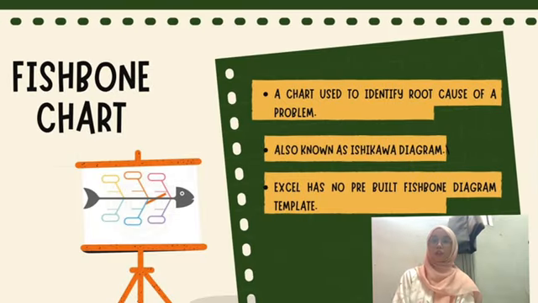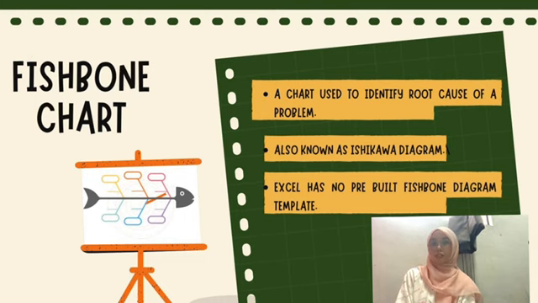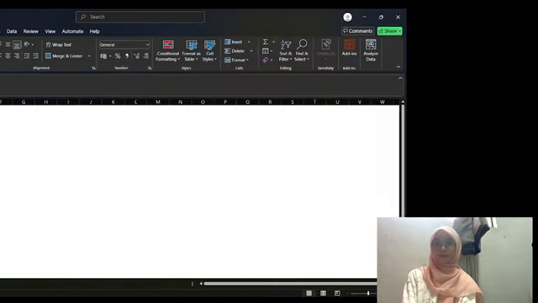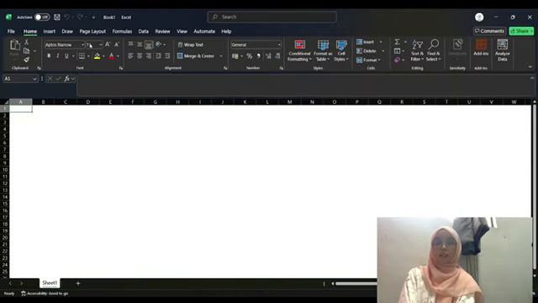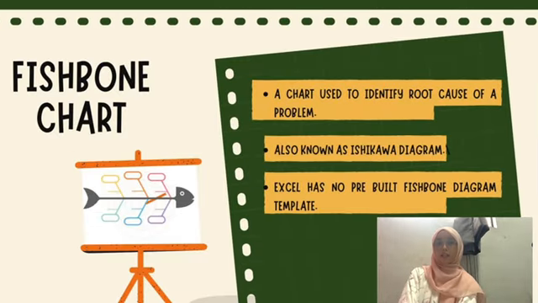Next, we go to how to make fishbone chart. Fishbone chart is a chart used to identify root cause of a problem. Fishbone chart is also known as Ishikawa diagram. To make this chart on the Excel, go to View from the top toolbar, untick Gridlines. This is to create a blank canvas to draw and place shapes easily.